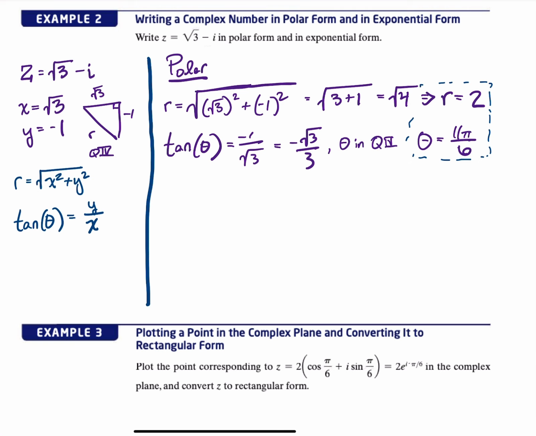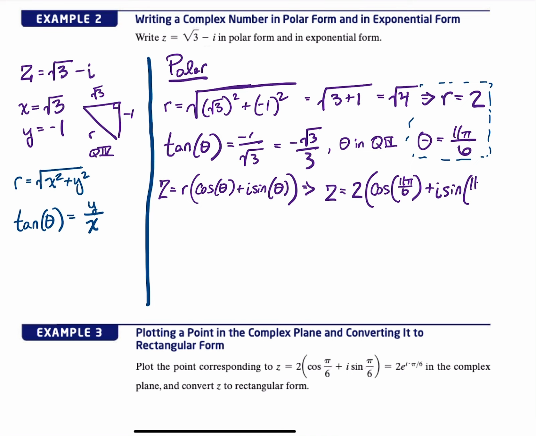So let's put it into polar form. Polar form was z equals r times cosine theta plus i sine theta. So let's just plug everything in. We can say z equals 2 times the cosine of 11 pi over 6 plus i times the sine of 11 pi over 6. So that's the polar form of our complex number.